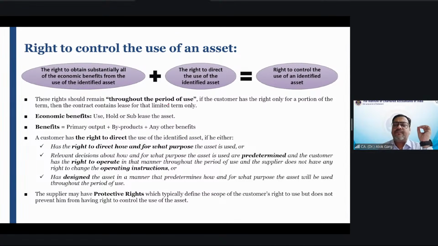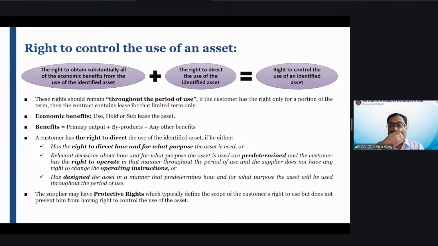So whatever benefits are there from use of the asset, all the benefits from use of the identified asset have to be transferred to the lessee. What could be the benefit of the use? The primary output, the byproduct, or any other benefit.